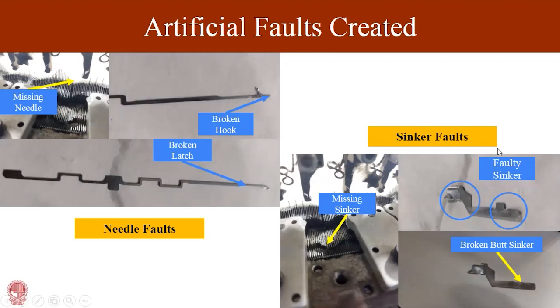And in terms of sinker faults, we did much the same. We pulled out a sinker completely from the machine and then ran the machine to produce defective fabric for 3 minutes. We bent a sinker to make it faulty, and we installed this faulty sinker in the machine. We broke the butt of the sinker, and then we installed this broken sinker on the knitting machine. And during these 3 conditions, we measured the machine vibration for 3 minutes and stored the data.